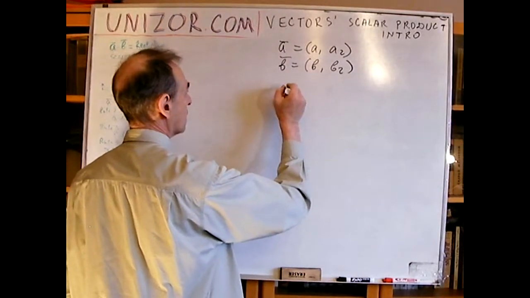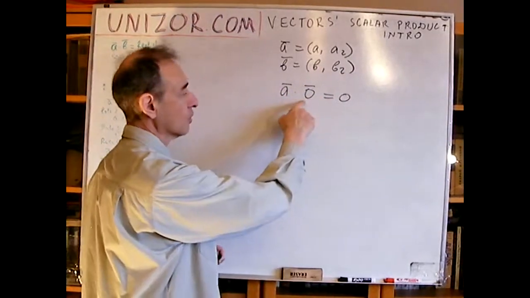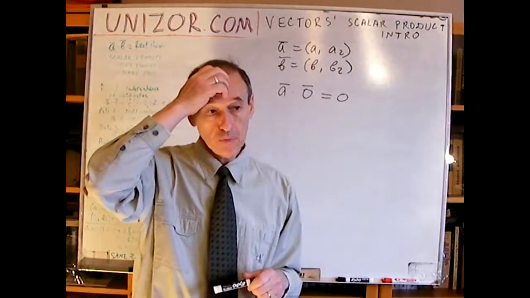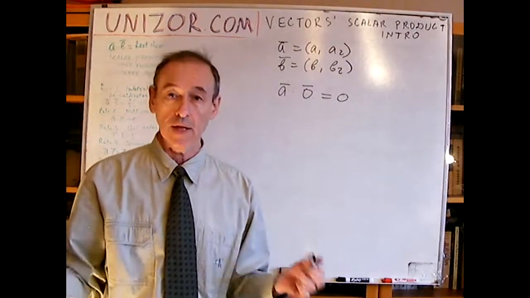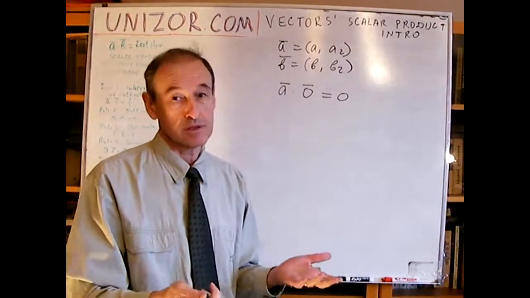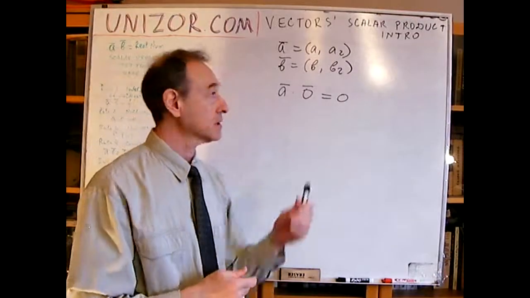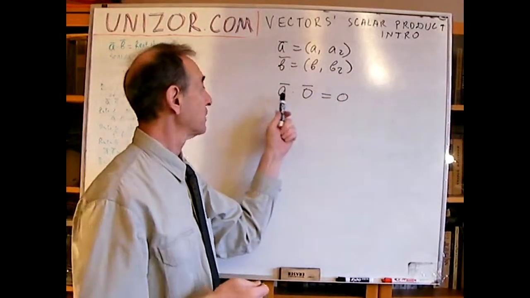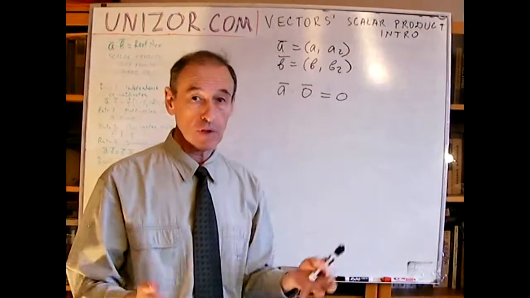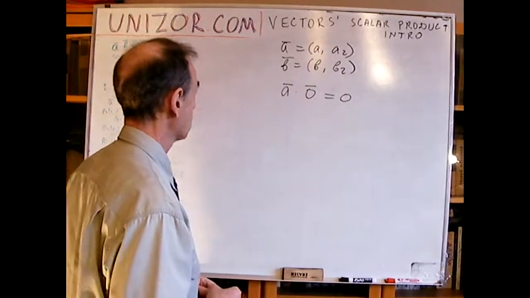Rule number two I can express this way. This is 0. Now, what is 0 with the bar on the top? Well, it's a null vector. Null vector has 0 length, by definition, right? So it doesn't really have a direction, it has 0 length. Now, I think it's very reasonable to expect that our scalar product of any vector with the null vector will result in a real number 0. I think it's a very reasonable and very logical assumption.